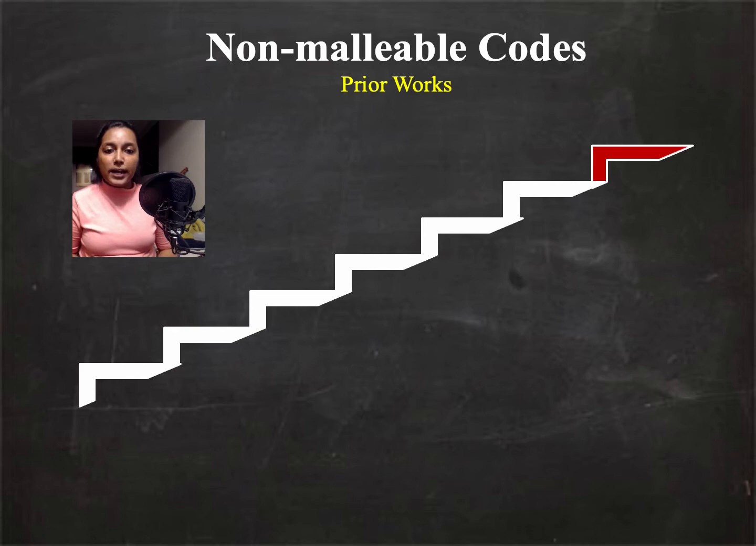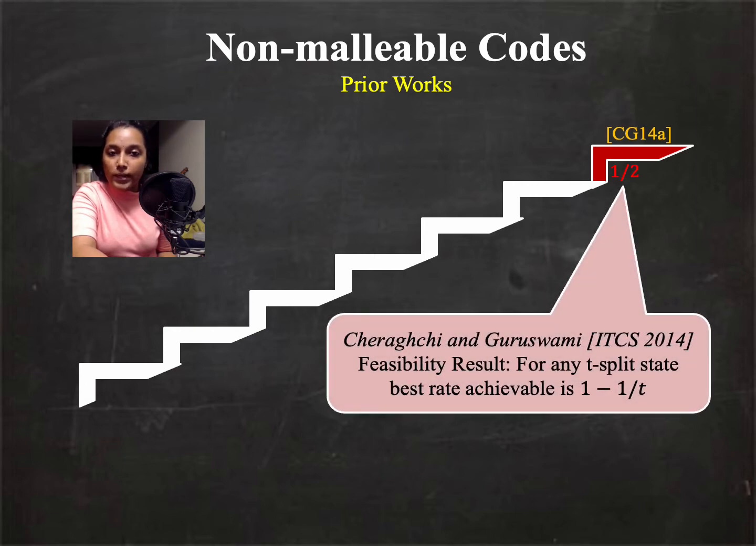So let's move on and look at what has been the state of the art in trying to achieve this goal. I told you that our goal is to build optimal rate non-malleable codes. So the first natural question is, what is the optimal achievable rate? This was given by the result of Cheraghchi and Guruswami at ITCS 2014. What they prove is that for any T-split state scheme, the best achievable rate is 1 minus 1 over T. So particularly this means for the two-split state model that we are interested in, half is the best achievable rate, and hence that's the target that we set to achieve.